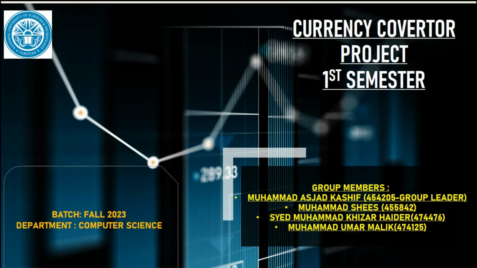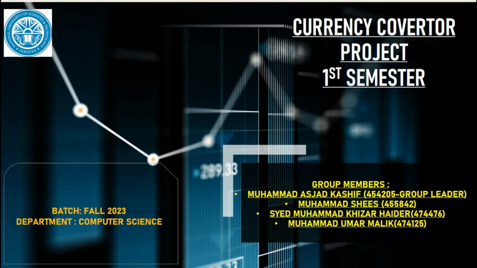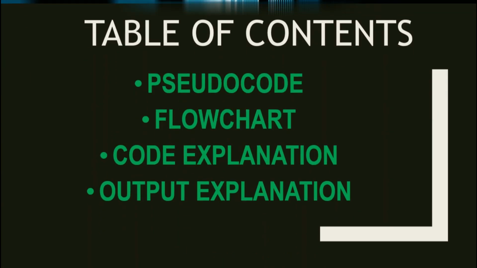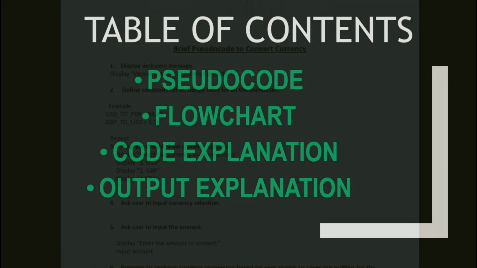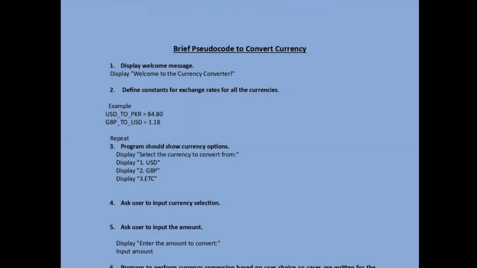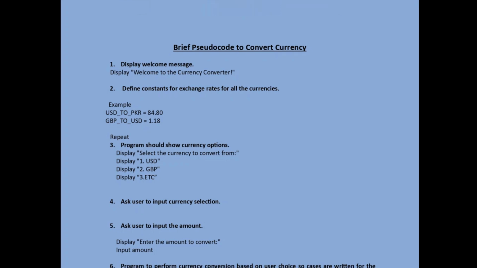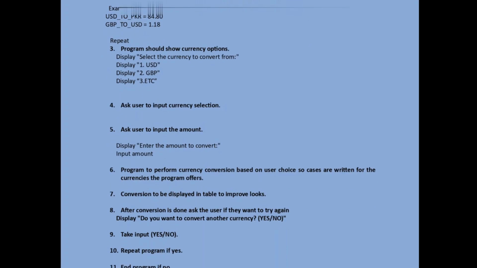Now moving towards table of contents. So as we can see, table of contents in which we will cover these four things in our projects. First of all, this is a brief pseudocode of our currency converter project in which we try to cover all the important aspects and points related to our code which make our code more easy to understand. So here you can see the pseudocode.